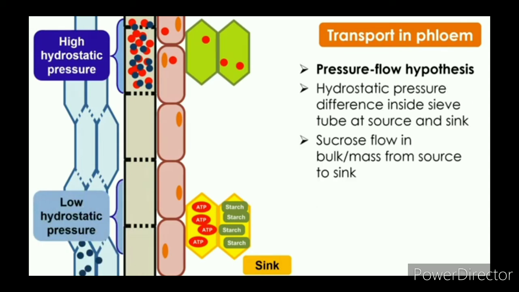As you can see, now inside the sieve tube there is a difference in hydrostatic pressure between the source and sink. As a result, sucrose will flow in mass from the high hydrostatic pressure region to the low hydrostatic pressure region. That is how sucrose is transported inside the phloem via the pressure flow hypothesis.